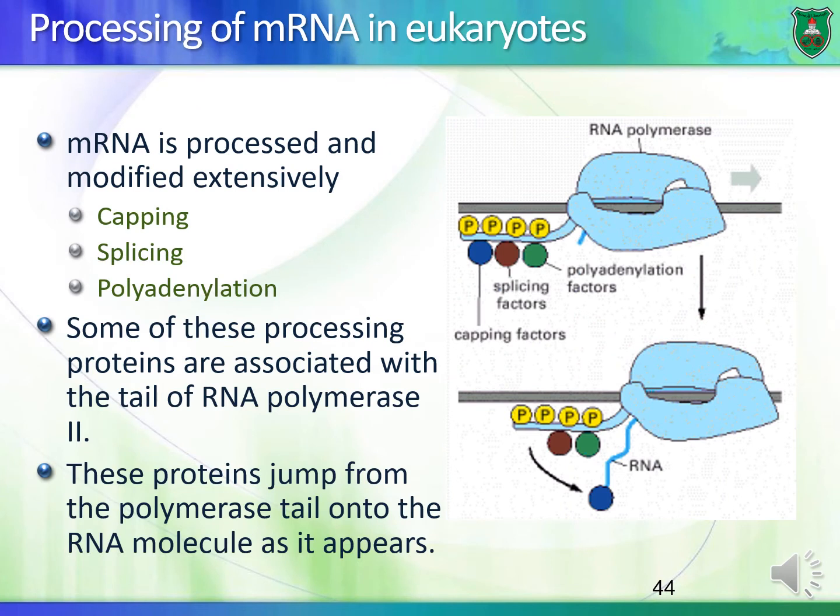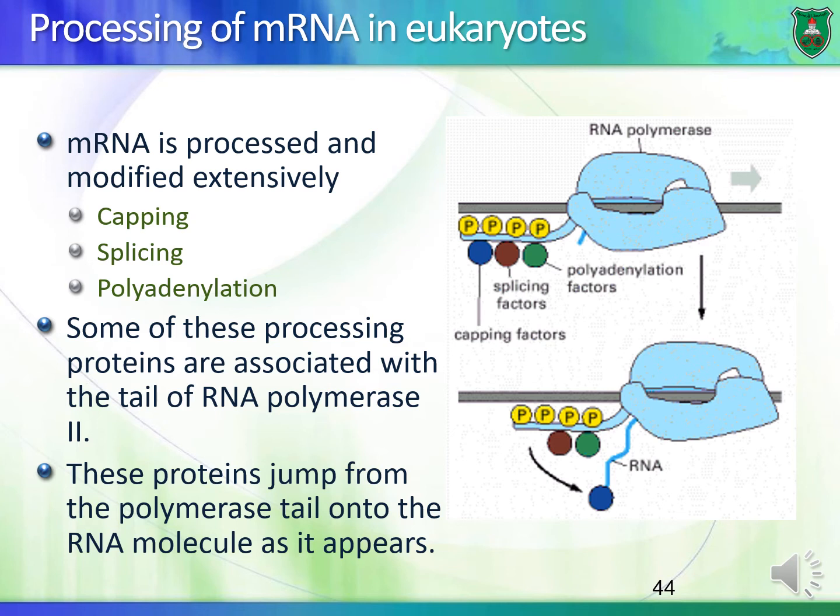Now, so note that once we have a messenger RNA synthesized, or even during synthesis of messenger RNA, the messenger RNA undergoes processing. And there are three things that happen to messenger RNA molecules. And these are known as capping, splicing, and polyadenylation. We already talked about splicing.